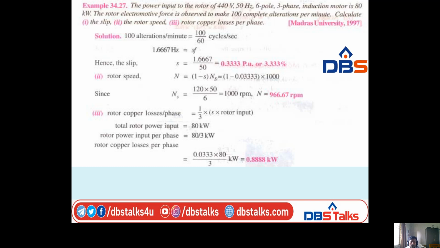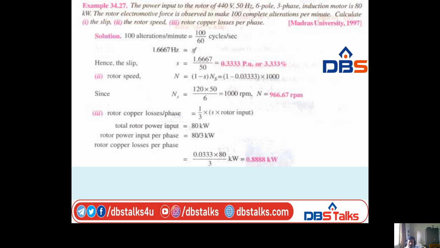Then rotor speed n is equal to ns into 1 minus s. Ns 1000 into 1 minus 0.0333. We don't know ns value, so determine ns is equal to 120 f by p, that is 120 into 50 by 6, 1000 rpm. From that n is equal to 1000 into 1 minus 0.0333, then we are getting rotor speed is equal to 966.67 rpm.